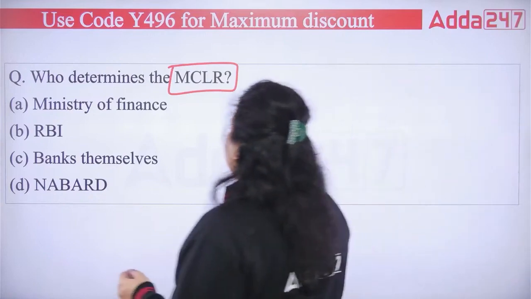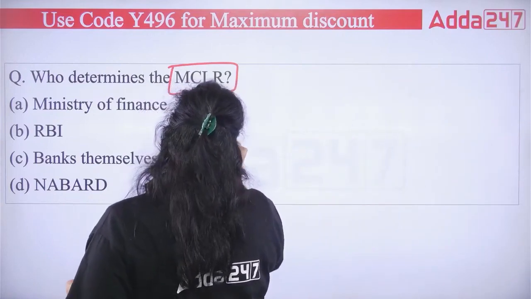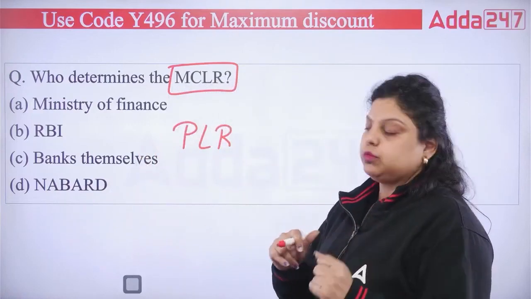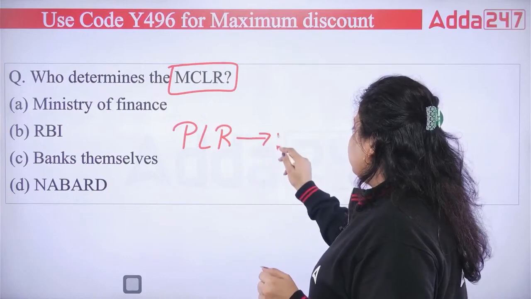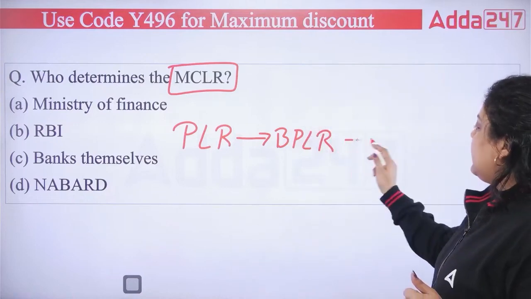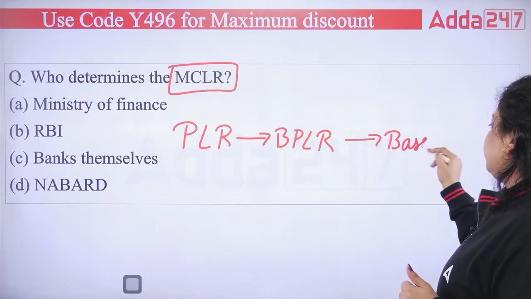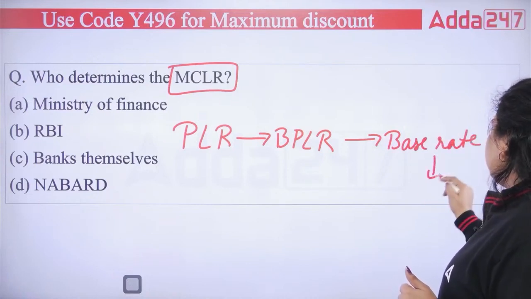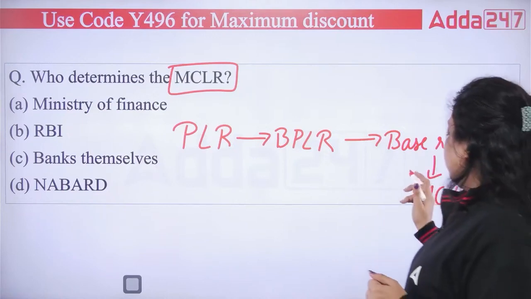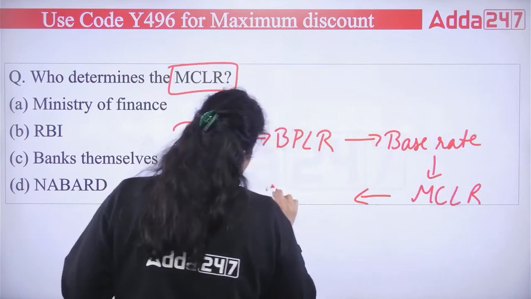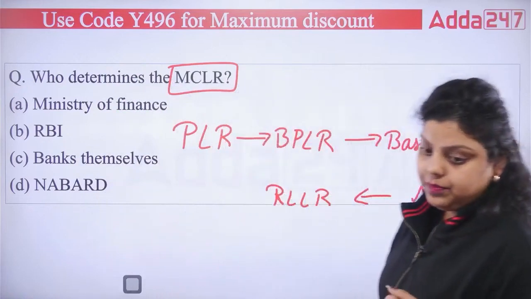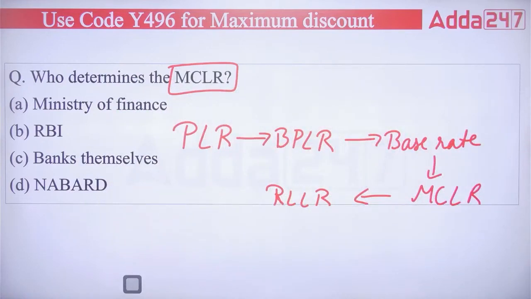So, what used to happen? Earlier, we used to have the prime lending rate, which was charged by the bank from the customer. This prime lending rate was changed into the benchmark prime lending rate. Then the benchmark prime lending rate was converted into the base rate. Then the base rate was replaced by MCLR. And MCLR was also replaced by the repo linked lending rate, first introduced by SBI, State Bank of India. So with the repo, we have linked the lending rate of the commercial banks.